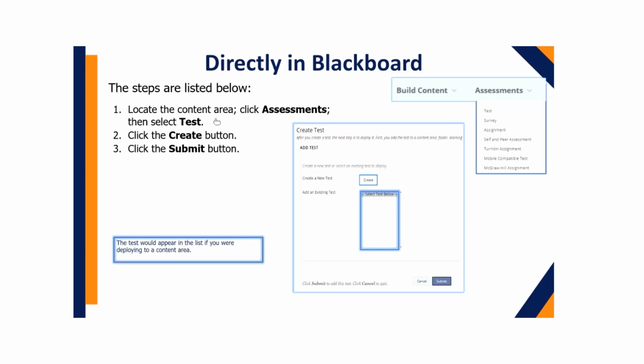So once you locate your content area, of course, you'll see that build content button that we've seen in all of our previous courses. But for the exam, you're actually looking for the assessments link, which is right here. And then you'll select test. Once you do that, you'll click the create button. If you have an existing test, it will appear here. But since we don't have one, we're going to assume that we'll create one directly in Blackboard and from scratch. I want you to click that button right there, which says create. And then, of course, the submit button.